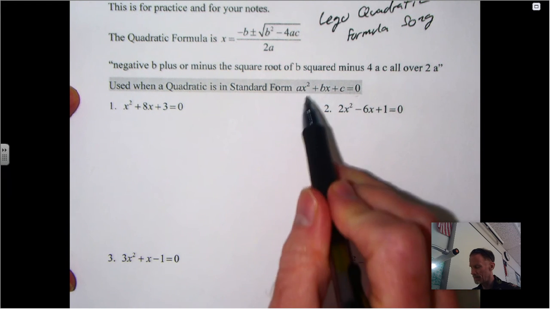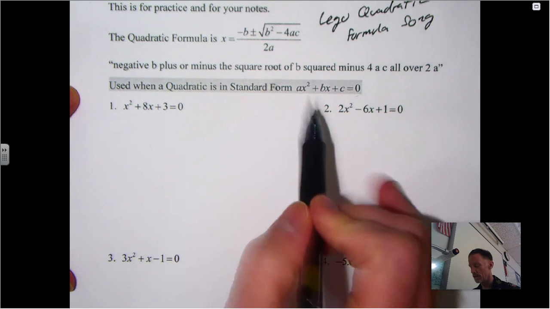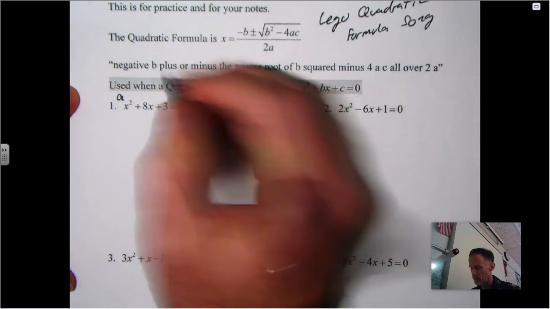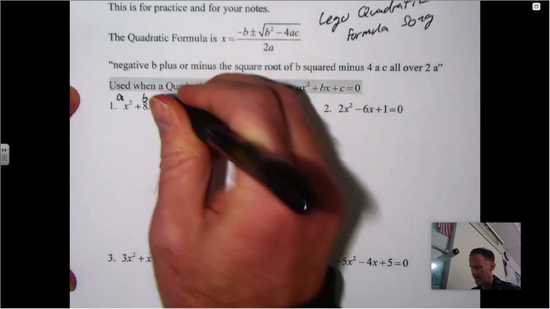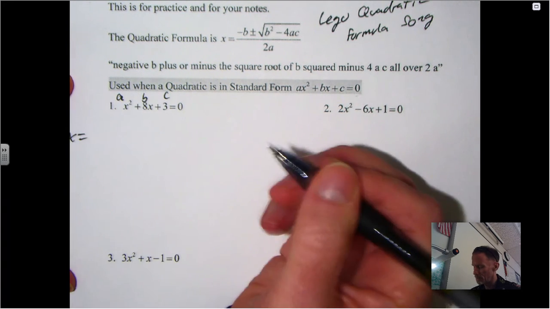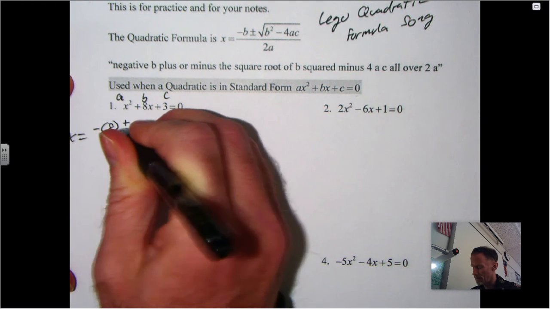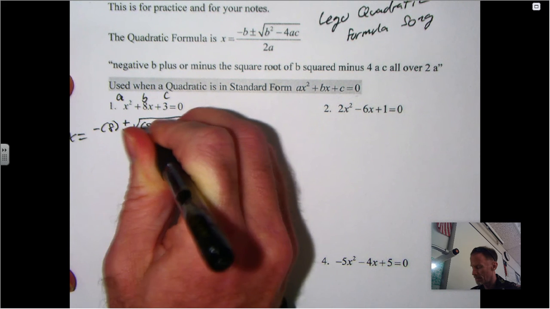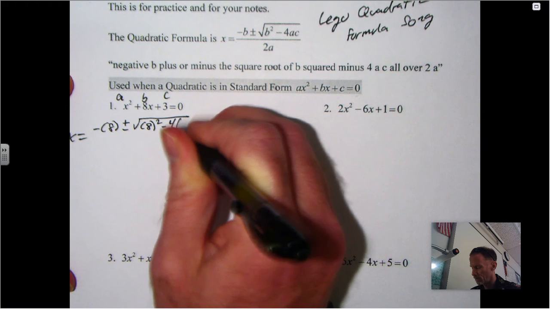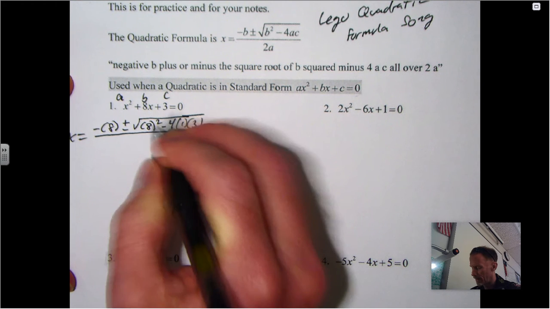So remember, it has to be in standard form. If it's not equal to 0, we'll have a couple examples at the bottom where it's not equal to 0, but it has to be equal to 0, and then you have your a, b, and c. So your a is 1, your b is 8, and your c is 3, and then it's just a plug and chug, right? So you get x equals negative 8. It's a good idea when you're first plugging in those numbers to always use parentheses. That way you don't get caught out by the signs or something like that. So 4 times 1 times 3, all divided by 2a, or 2 times 1.